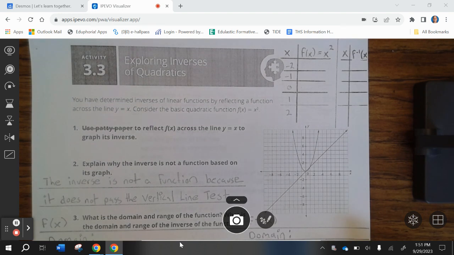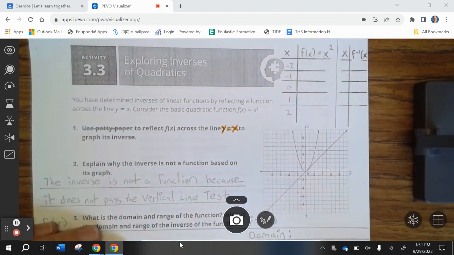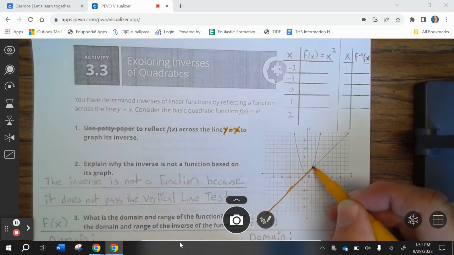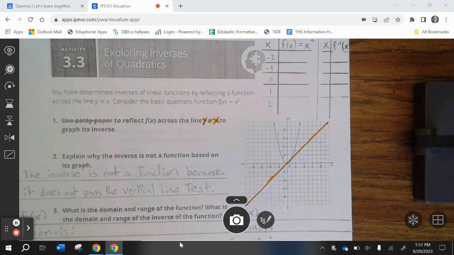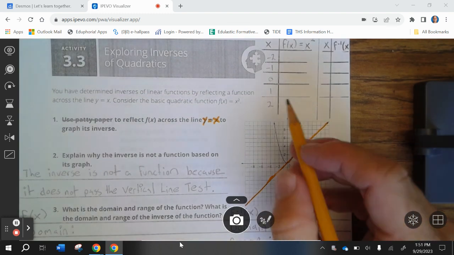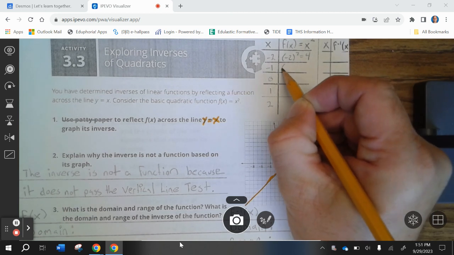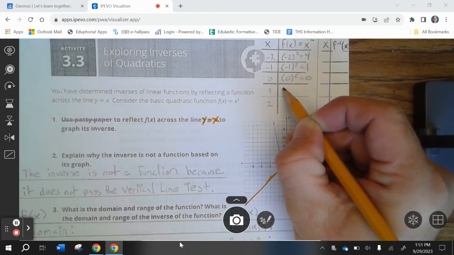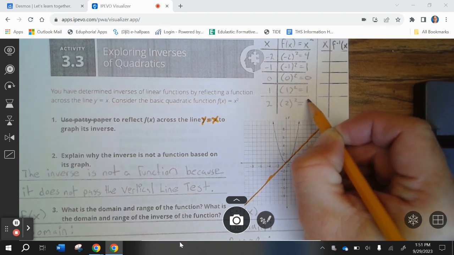So first off, let's identify the y equals x line, which is right here. Now, let's find the values for x squared. So that'd be -2 squared, which is 4, -1 squared, which is 1, 0 squared, which is 0, 1 squared, which is 1, and 2 squared, which is 4.